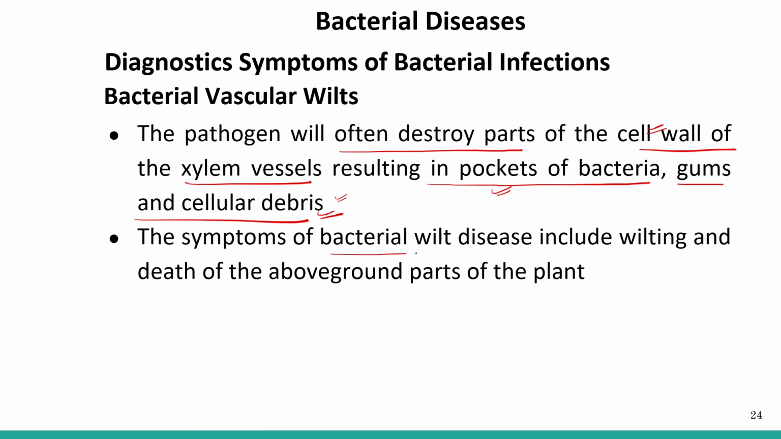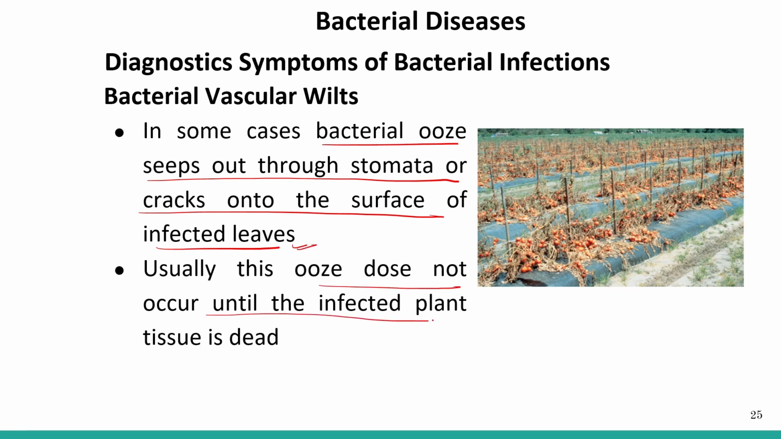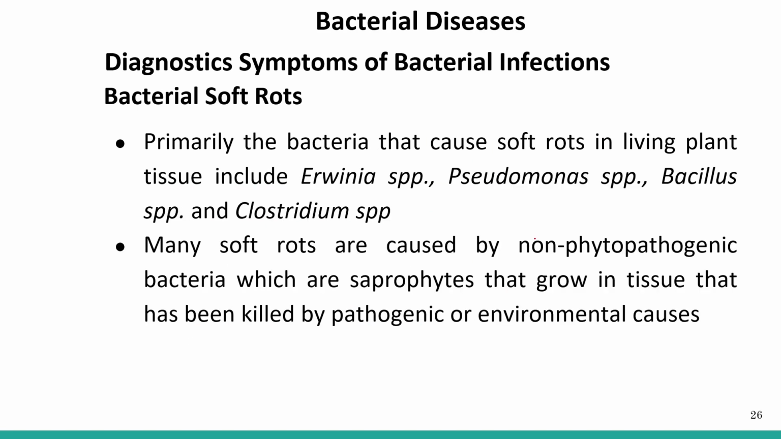The symptoms of bacterial wilt disease include wilting and death of the above ground parts of the plant. In some cases, bacterial ooze seeps out through the stomata or cracks onto the surface of the infected leaves. Usually, this ooze does not occur until the infected plant tissue is dead. So here we can see in the case of tomato, all the plants got wilted because of this bacterial vascular wilt. Next is bacterial soft rot.